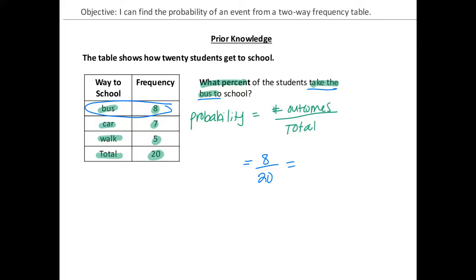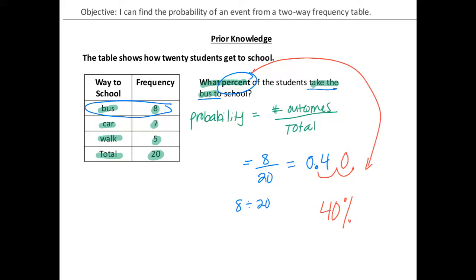8 divided by 20. What is it? 0.4. Okay, but it's asking for percent. So a percent, if you remember, you have to move the decimal over 2 times. So 1, 2. That means this would actually be 40%. So again, percent, you move the decimal over 2 times, and that becomes your percent.